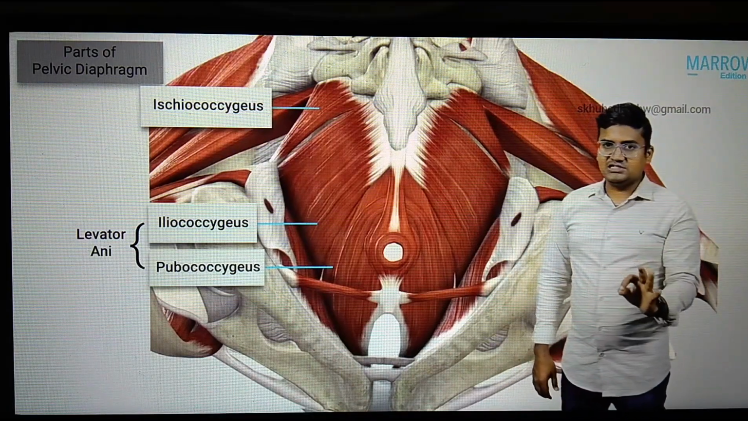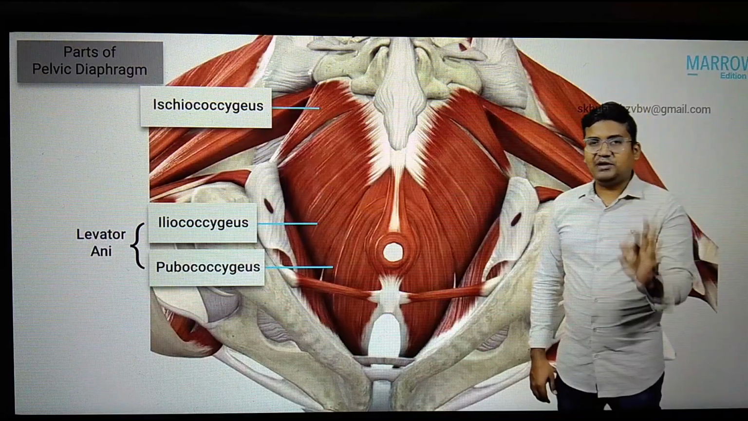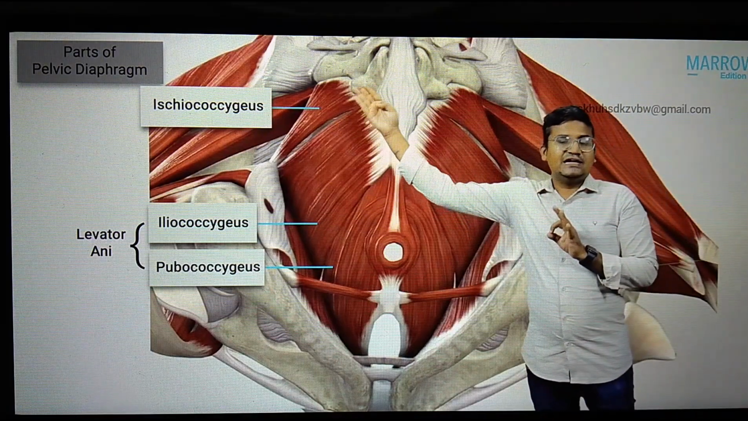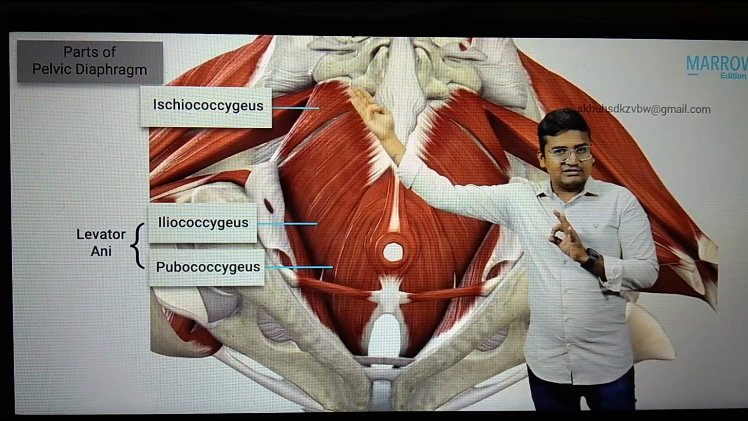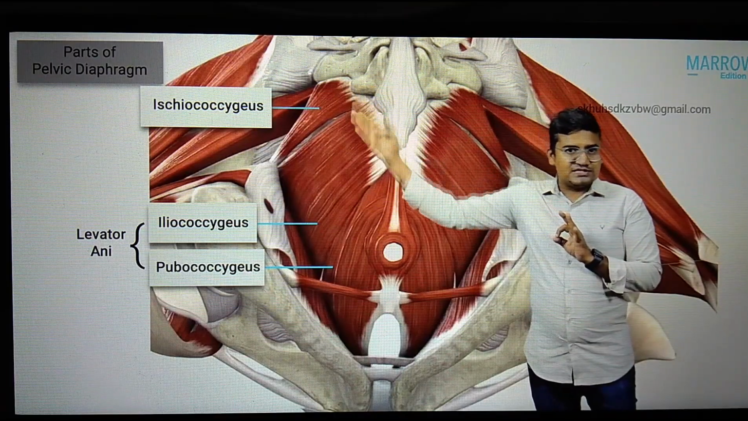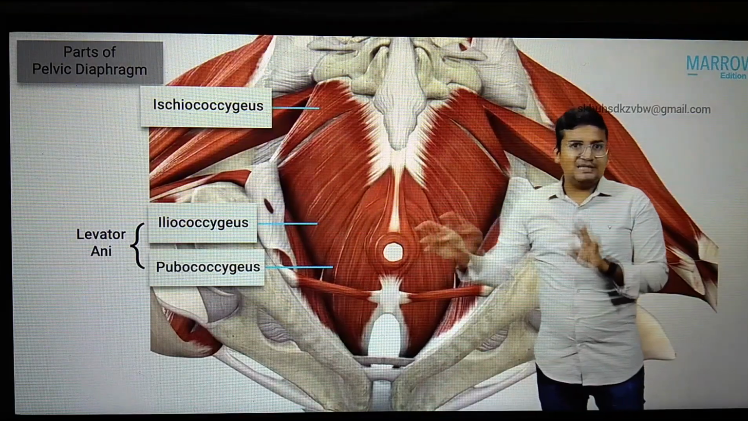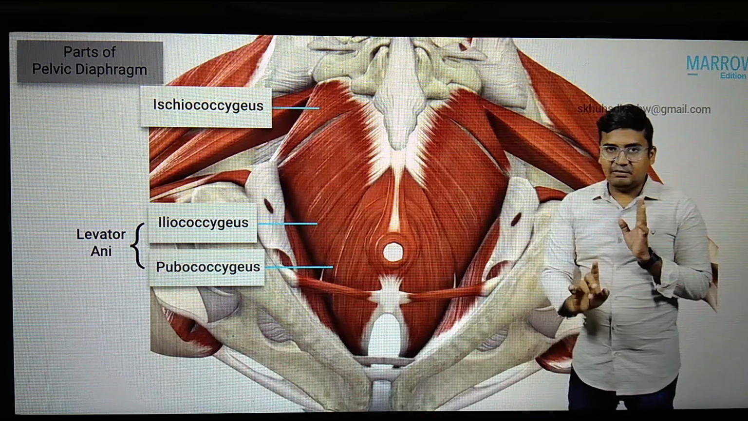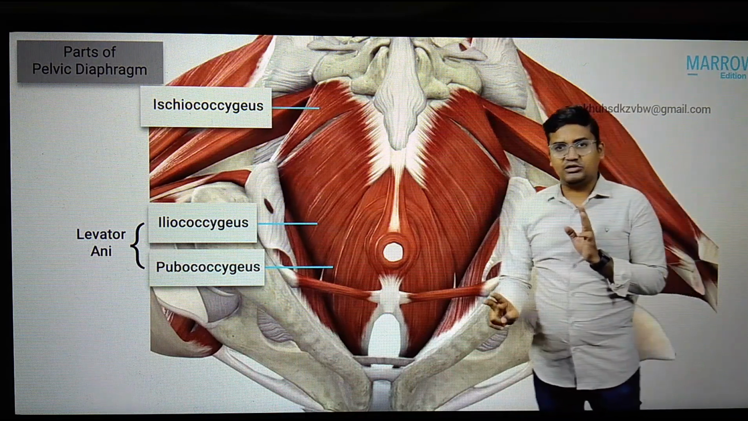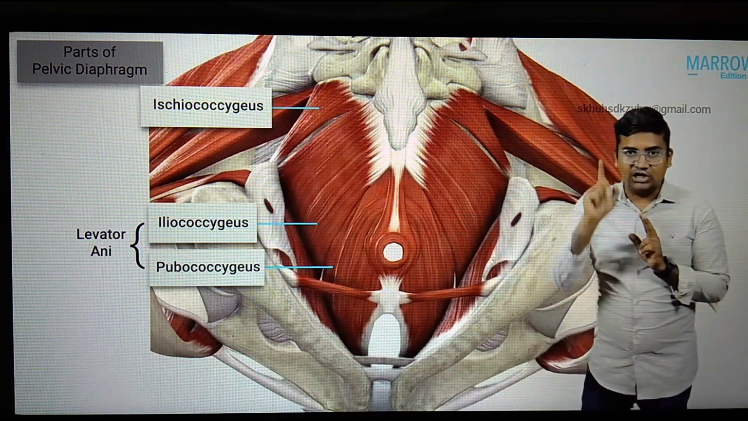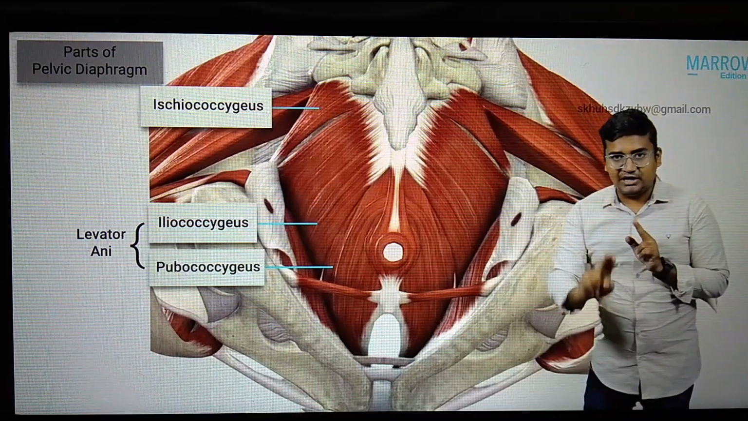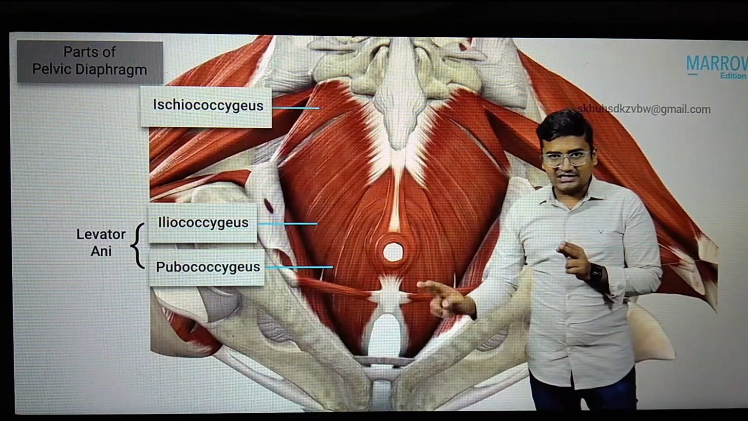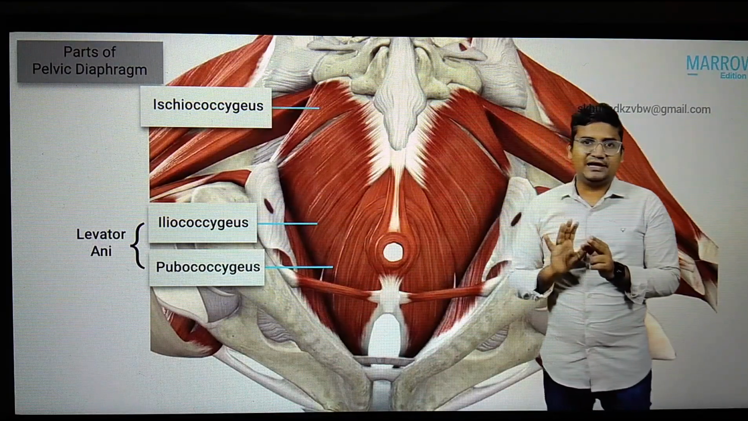Very good. Now, ischiococcygous, I think you know that it is not the part of levator ani. Ischiococcygous muscle is a separate muscle. Is that clear? Now, this ischiococcygous muscle and the levator ani, together they will form the pelvic diaphragm. See the question carefully and then write. Levator ani parts means only iliococcygous and pubococcygous. Ischiococcygous is not the part of levator ani, but that is a part of pelvic diaphragm. I hope that is clear. Levator ani and the ischiococcygous together will form the pelvic diaphragm.